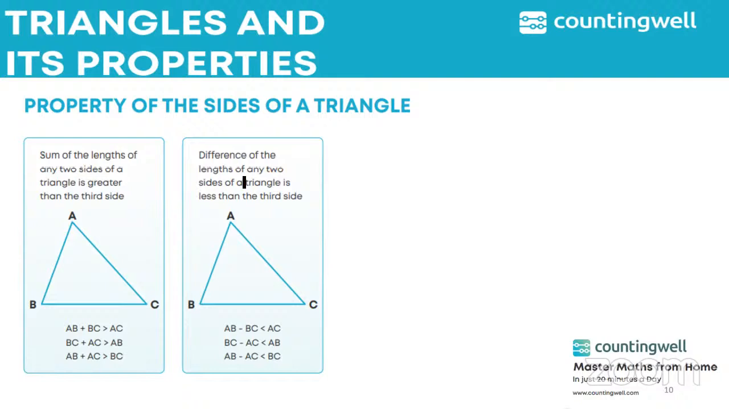Also, the difference of any two sides of a triangle is less than the third side. So if you take the subtraction of AB and BC, you will get that it is less than AC. Then BC minus AC will be less than AB, and AB minus AC will be less than BC.